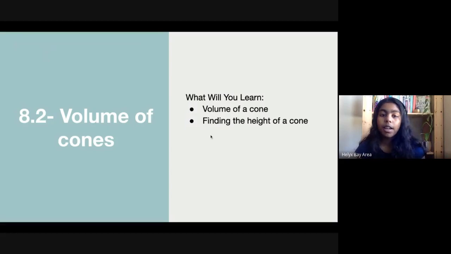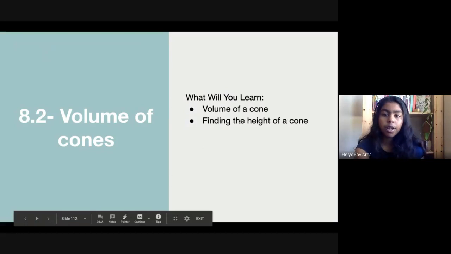Now we're going to be looking at volume of cones. And so in this chapter, you'll learn how to find the volume of a cone and find the height of a cone.